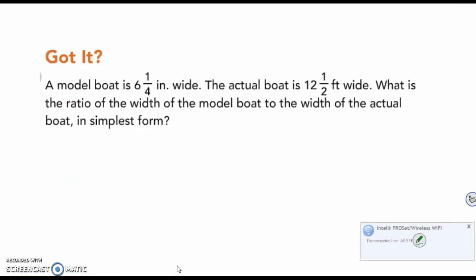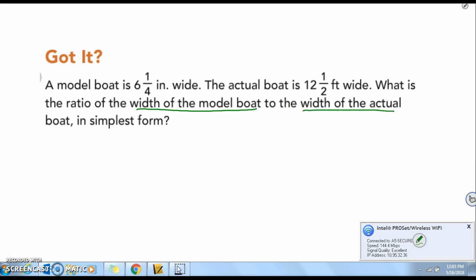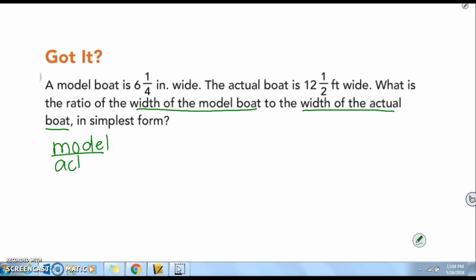Look at this example in your notes. A model boat is 6 1/4 inches wide. The actual boat is 12 1/2 feet wide. What is the ratio of the width of the model boat to the width of the actual boat in simplest form? This time we're going to write our ratio with our model size over our actual size. In this case, it would be 6 1/4 inches over 12 1/2 feet.